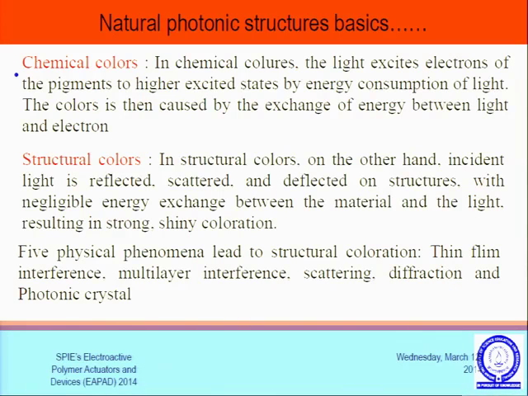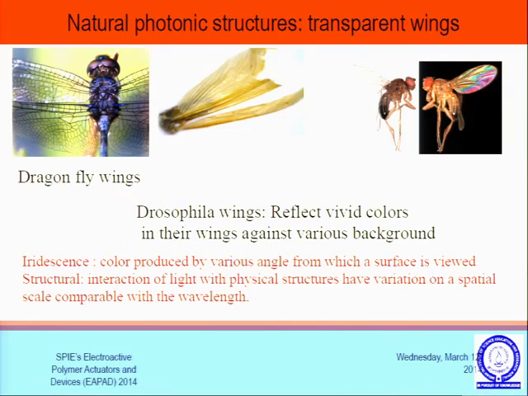In nature there are two types of color. The first is chemical color, and the second is structural color. I will concentrate on structural color. Structural color means that when you shine light on a photonic architecture, the arrangement of the architecture at the optical wavelength scale interacts with the light and shows various colors using five physical phenomena: thin film interference, multilayer interference, scattering, diffraction, and photonic crystal.